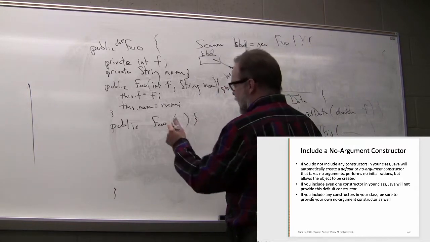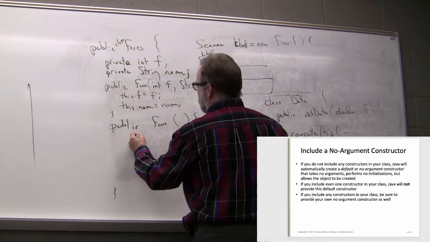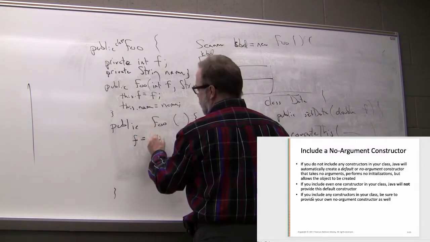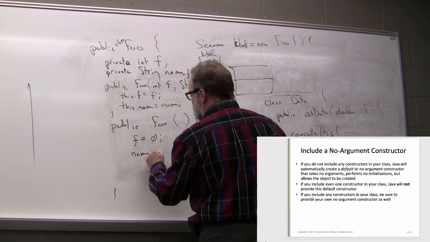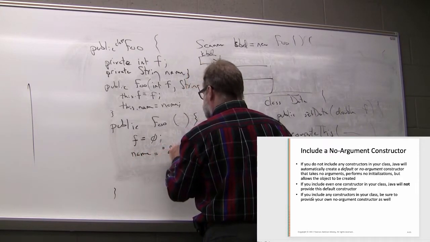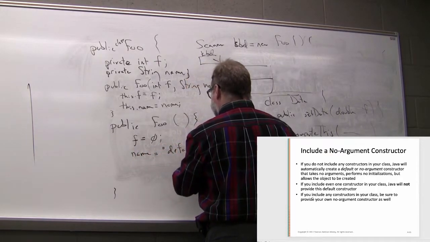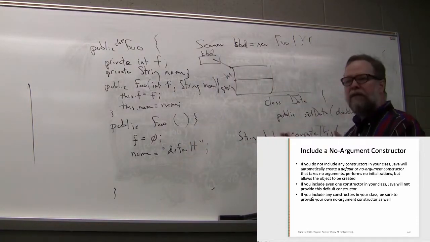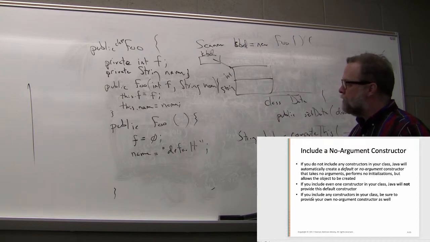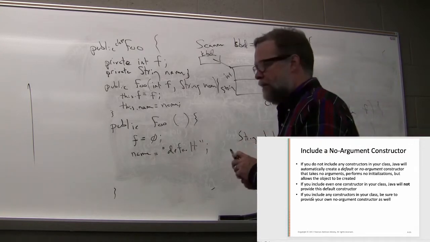So you could do it this way. I could say, for example, well, f gets, I don't know, maybe we say 0 is the default here, and name, maybe I'll just call it default. And so I could write it out that way. Perfectly fine, zero argument constructor. But there's a little bit easier way to do it.